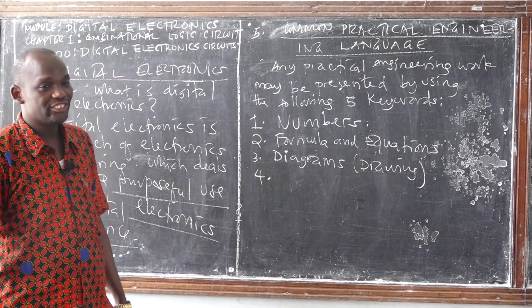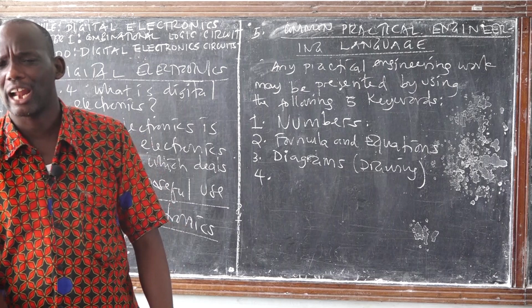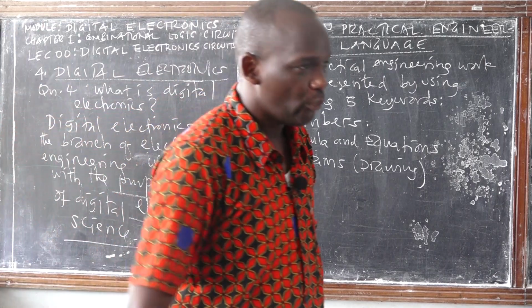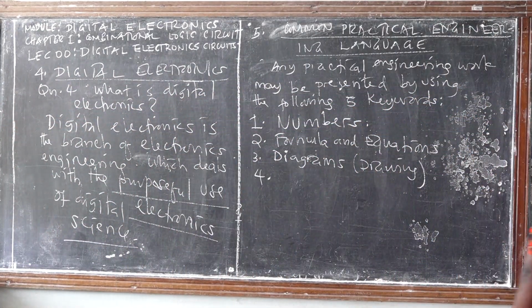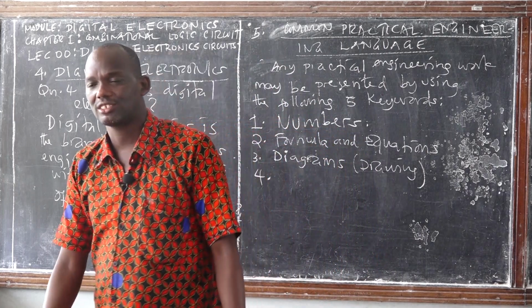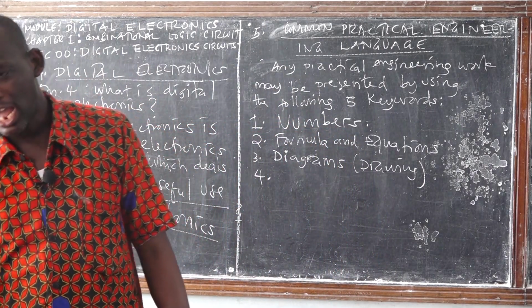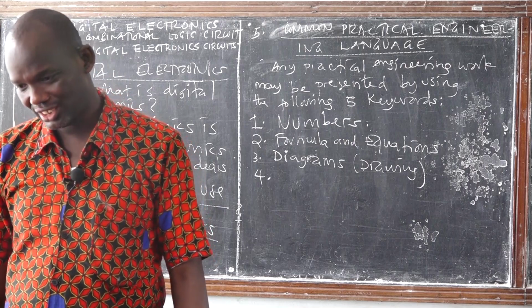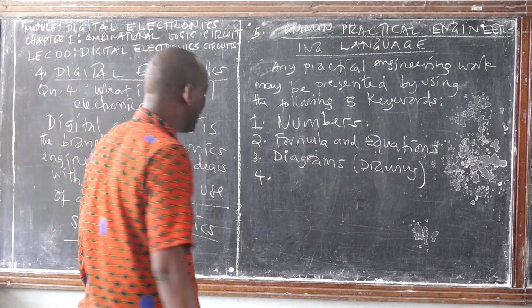So we call it diagrams. Say again, diagrams. We can understand you as engineers if you communicate with us by diagrams more than by using words. And in case you want to explain any concept about engineering without using these 5 keywords, then we call you a political engineer, right? Because we have a number of them.